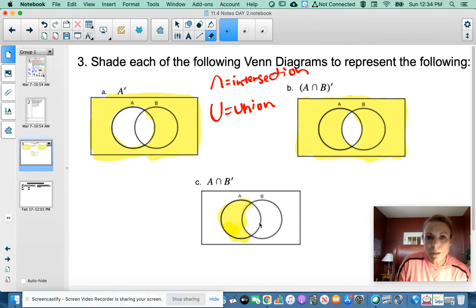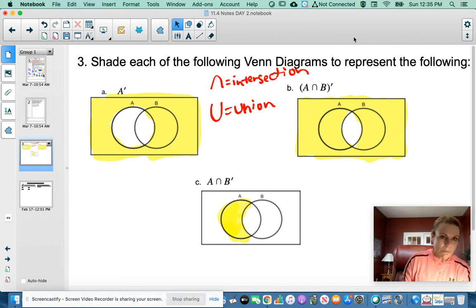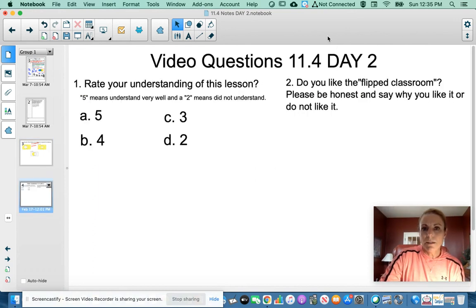I don't want any of this highlighted. Okay, I'm just doing a double check here. I think everything looks good. Yep. And video questions, please write those answers in your notes.